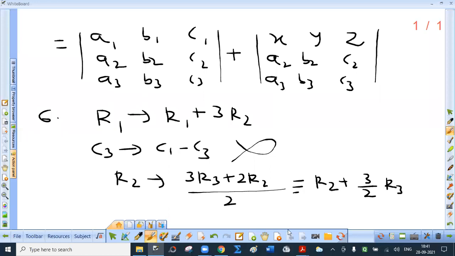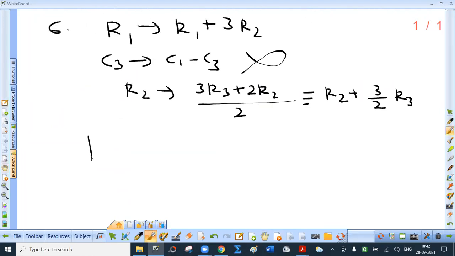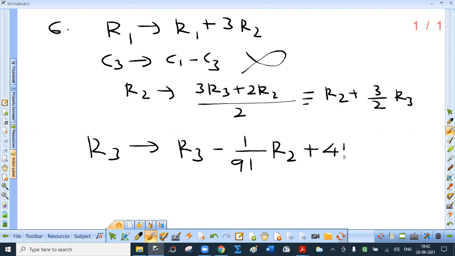Yes, if to the elements in any row are added the same multiples of corresponding elements of any other row or rows, the value remains the same. Don't worry, we are going to verify this. Suppose I write R3 changes to R3 minus 1 upon 91 R2 plus 417213 R1. Is this transformation valid, allowed? Yes. Value of the determinant will not change. See, value doesn't depend on this factor. So as per the property, value remains the same.